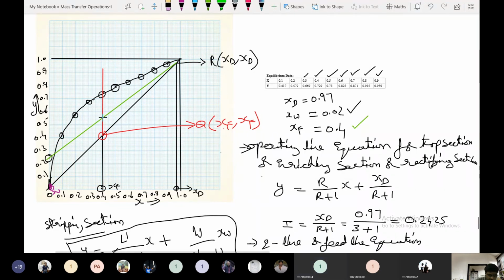From this intersecting point you have to connect this line. Okay, I could not accurately connect these points. In the physical graph paper you can do it easily.